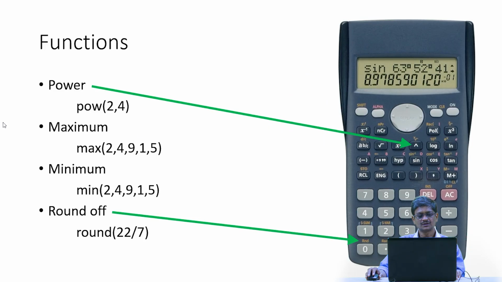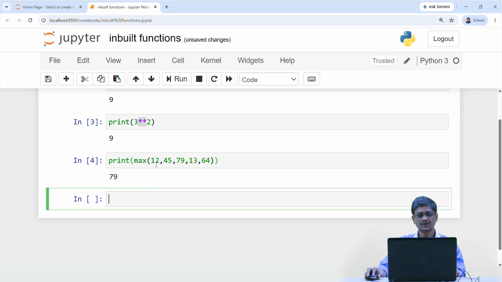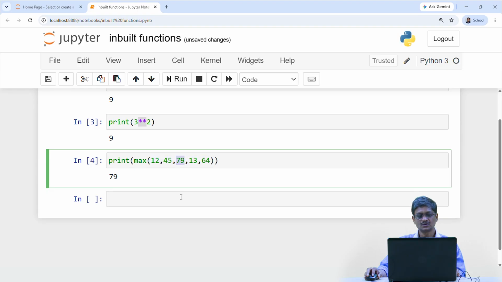Similar to the power function, there is a function to calculate the maximum and a function to calculate the minimum. Let us understand both the functions. I'm just writing print in bracket, maximum of, and let us say I'm writing some random numbers, so 12, this and this. Now if I execute this, I'm going to get the maximum number among those given in the bracket. Here you can see the maximum number is 79. Irrespective of how many numbers you are entering, it is going to calculate the maximum number.